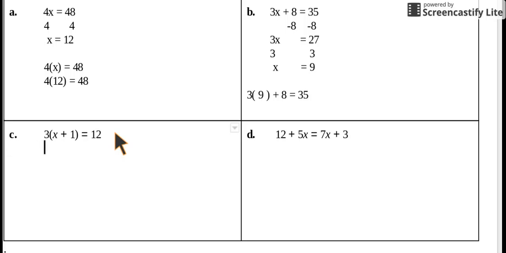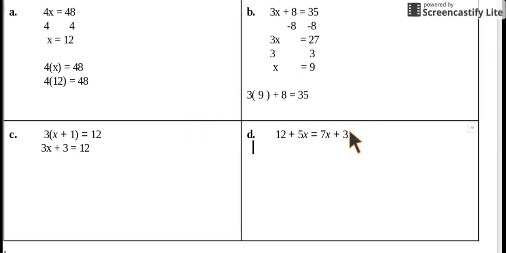This involves a distributive property. So what we have to do is multiply our 3 to our x and our 3 to our 1. So 3 times x just gives us 3x, and 3 times 1 is going to give us 3. And from there, we're just solving this two-step equation, which is very similar to this one. So you guys should be able to finish that up on your own.